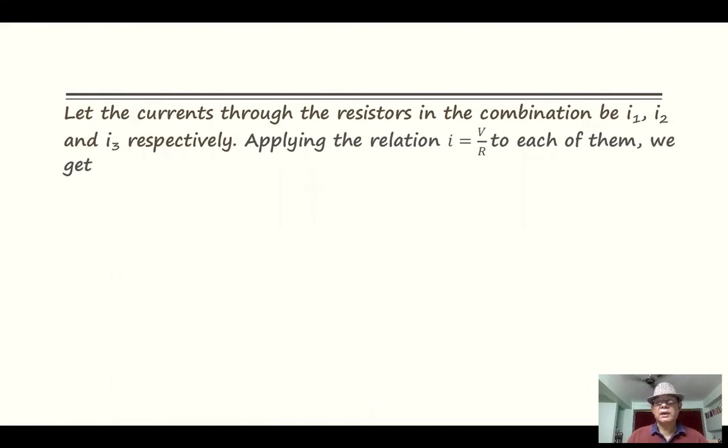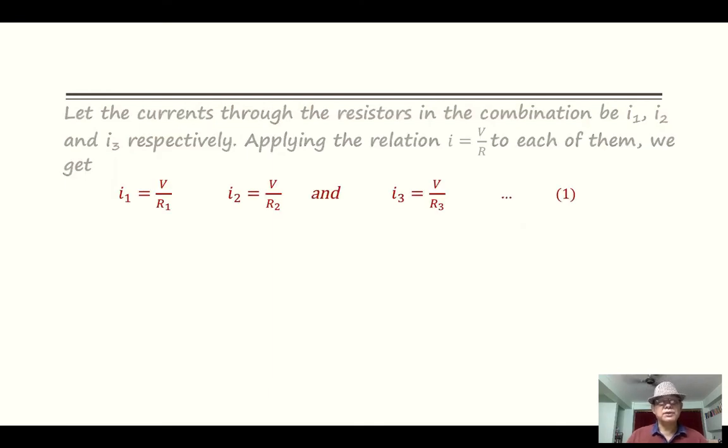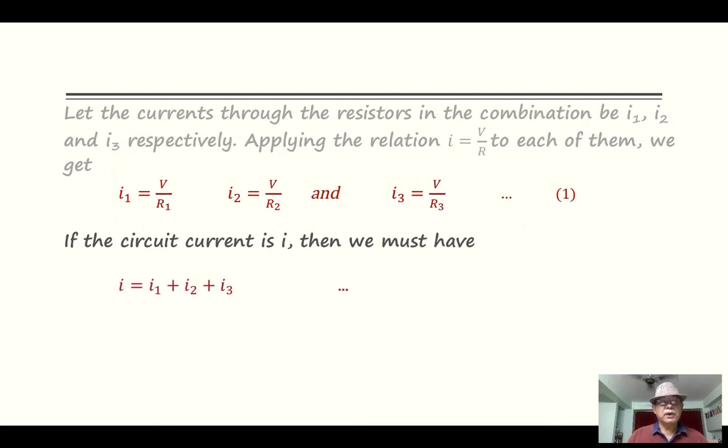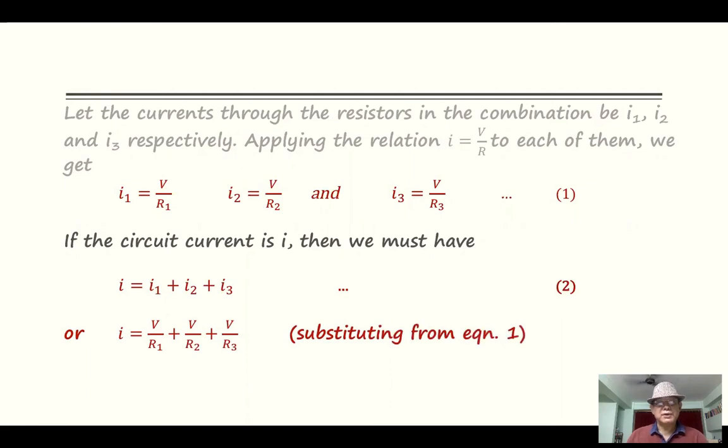Let the currents through the resistors in the combination be I1, I2 and I3 respectively. Applying the relation I equal to V by R to each of them, we get I1 equal to V by R1, I2 equal to V by R2 and I3 equal to V by R3. This is equation 1. If the circuit current is I, then we must have I equal to I1 plus I2 plus I3. This is equation 2. Or substituting from equation 1, I equal to V by R1 plus V by R2 plus V by R3. Or I equal to V [1 by R1 plus 1 by R2 plus 1 by R3].